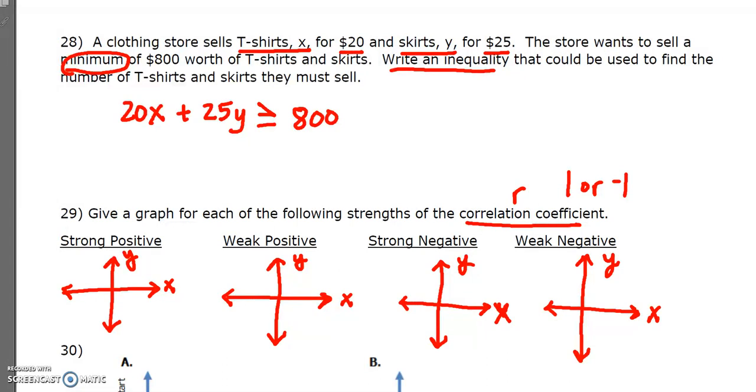All right, so if the first one says a strong positive, well, positive, of course, is going to be going up like this, right? And a strong one means it's going to practically make a line. It's not exactly a line, but very close to a line. A weak positive means it's still going up, but it might not be quite as close to a solid line going through there. A strong negative, of course, again, we're going down, and it would be very, very close to being one solid straight line. A weak negative, again, we're going down, but it might not be quite as close together to make one line.